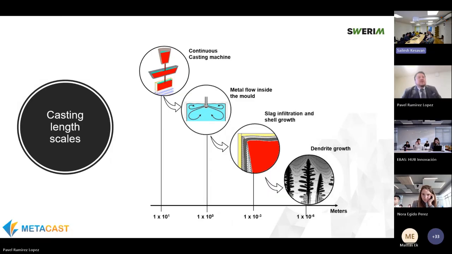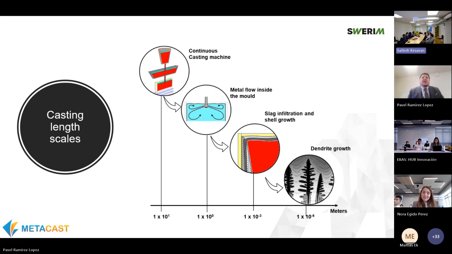So casting occurs on different scales, and that's why it's so challenging, because we have things happening at machine size dimension, and you will see that today in person. And for those who are familiar with continuous casting, the order of size of the machines is in meters, of course. And this translates to an incredibly challenging process where you have to deal with the industrial scale of the machine, what is happening in the mold, for example, which is in the order of meters, and then go all the way to the micro dimension, where we have, for example, slag infiltration and shell growth happening in the order of millimeters.